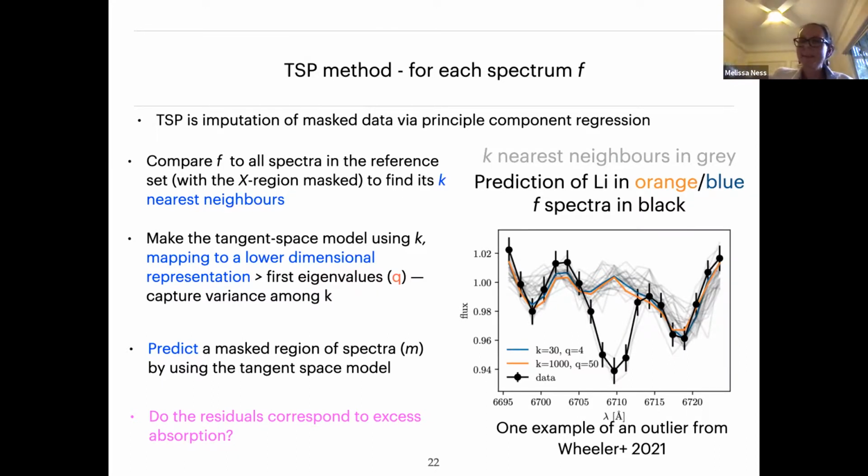The K nearest neighbors are in gray. The prediction is in orange and blue. There are two different sets of hyperparameters used here. You can see the K and the Q have two different values, so they make slightly different predictions. And the real data is in black. So you can see this screaming lithium-rich star in this data.